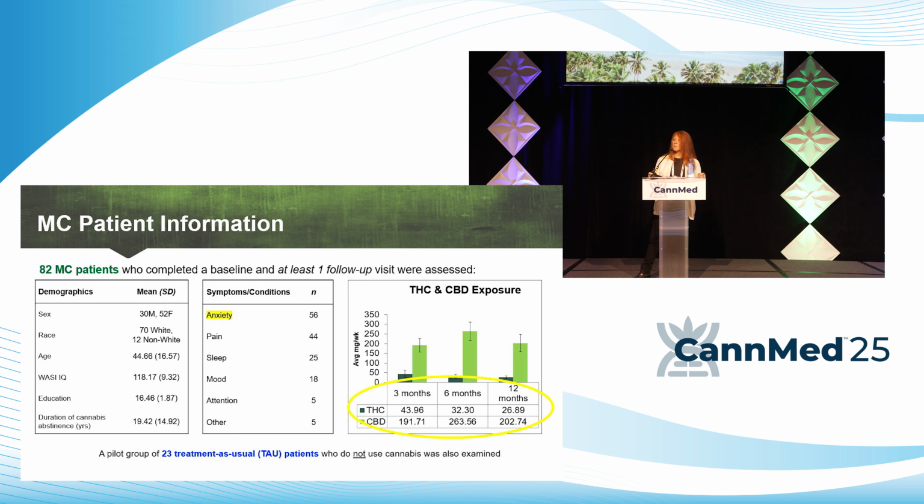If you look at the middle column, you'll see the top conditions that they report using for. Anxiety, pain, and sleep. What do you know? It echoes exactly what we see across the country, all right? We also had a group of treatment as usual folks. These are people with the same medical conditions or indications as our medical cannabis patients who are not interested in using medical cannabis. Much smaller group because we did have people who convert over time.